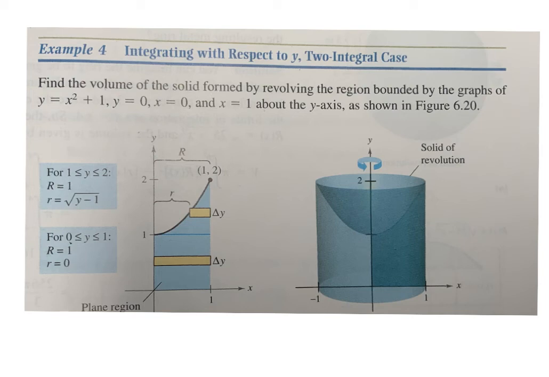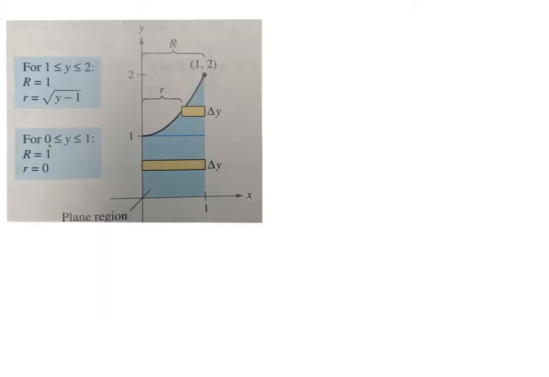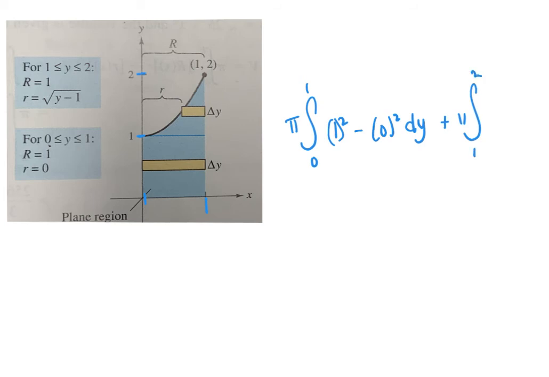You have two functions. You end up with the first one from 0 to 1, and this is the outer function, 1 squared, and this is the inner function, 0 squared. And then you add to that what happens from 1 to 2. So from 1 to 2, this is again my outer function, but my inner function is this in terms of y. So we end up with square root of y minus 1 squared. And so you have two different things happening because of the way this one crosses the y-axis.